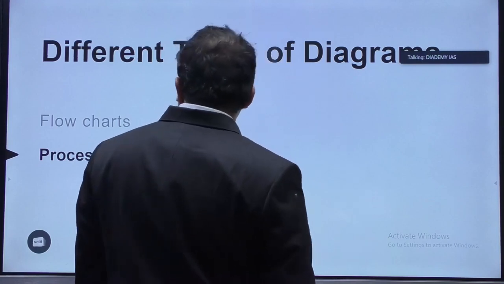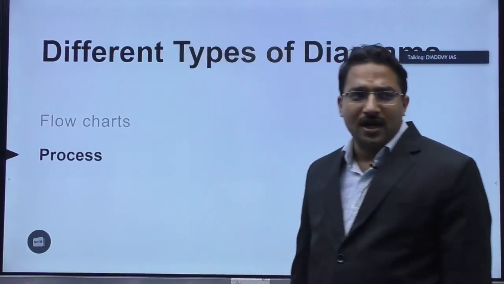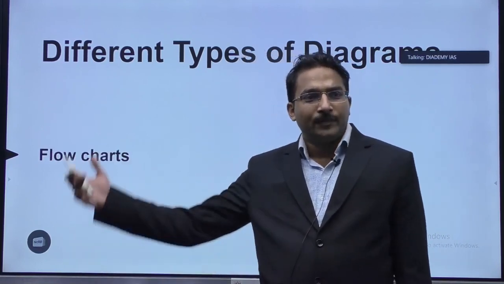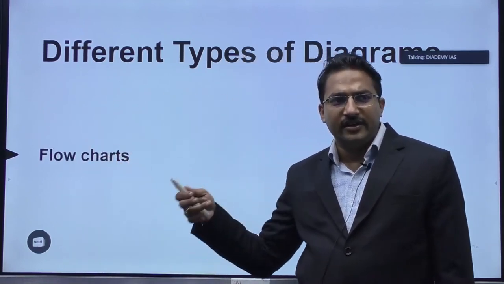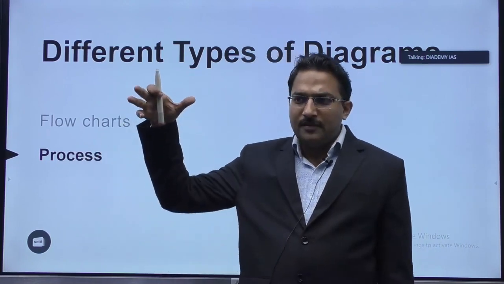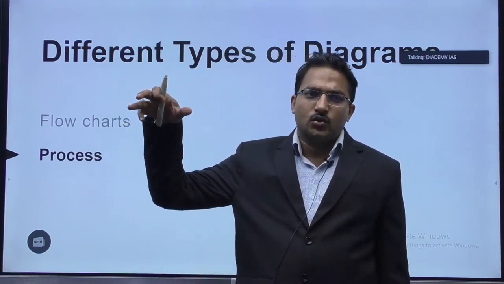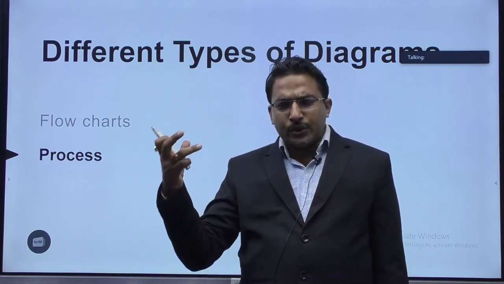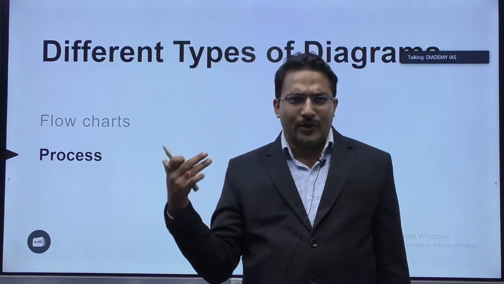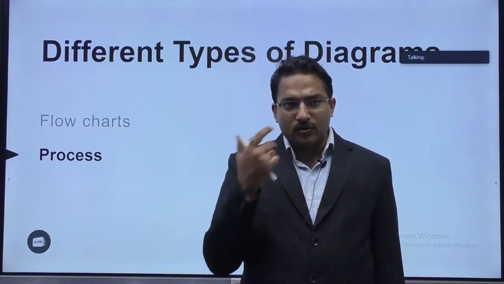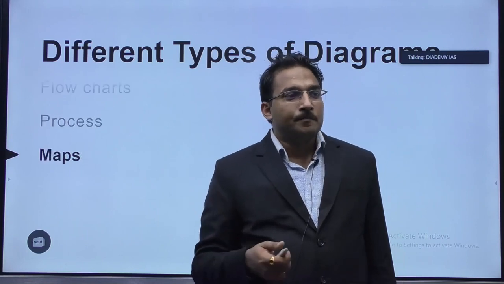Now, different types of diagrams: flowcharts, processes, right? A flowchart, suppose the flowchart of e-governance service delivery, right? Then a process, maybe the process with respect to education, or the process with respect to health, right? Maybe some technology, the process of some technology, right?